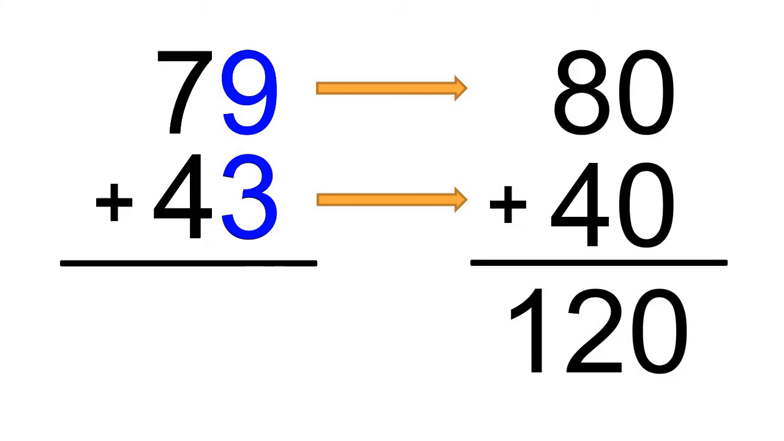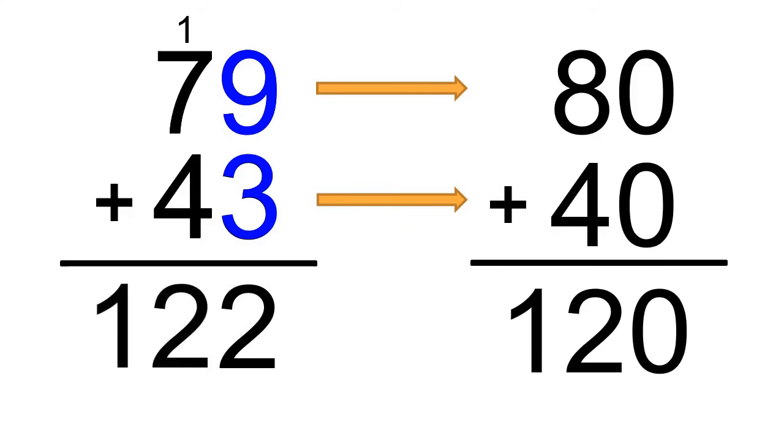Now when we do the addition on the left side, so 79 plus 43, 9 plus 3 is 12, so we add the carry. 7 plus 4 plus 1 is 12, so the sum is 122. So as you can see, the rounded estimate is really close to our sum, 122.